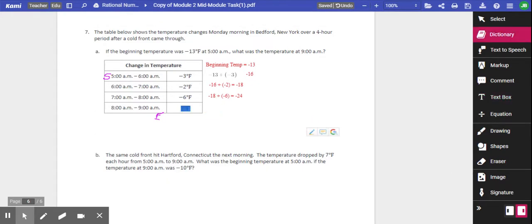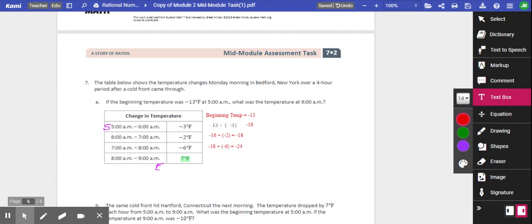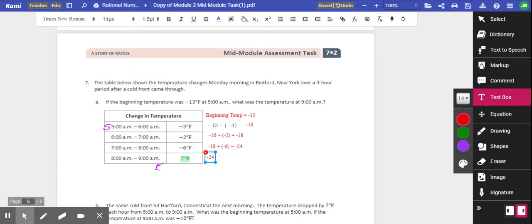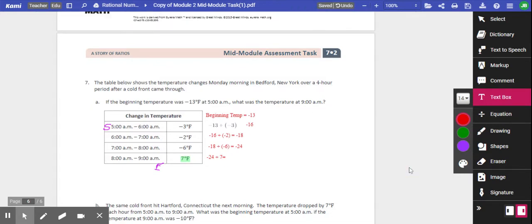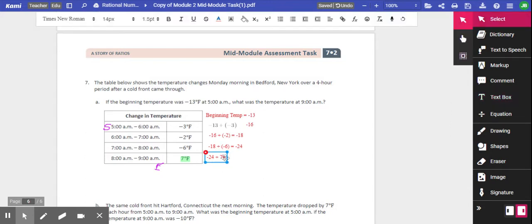So we have negative 24, and now we're going to add 7 degrees, because it changes by 7 degrees. So negative 24 plus 7 puts us back at negative 17. And because that's where we ended, we would say that the ending temperature is negative 17 degrees Fahrenheit.